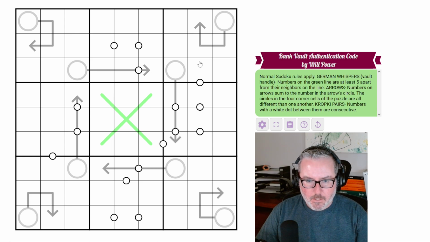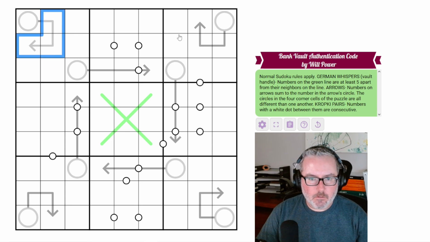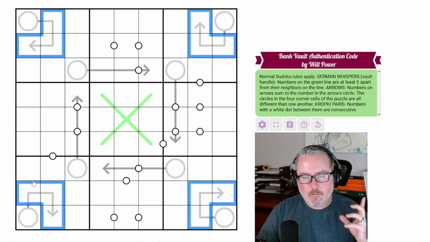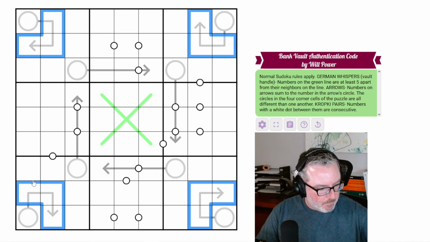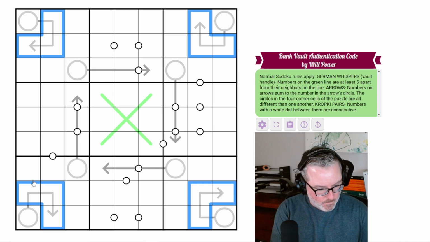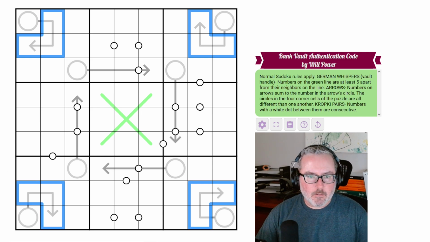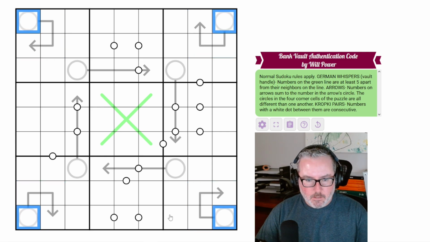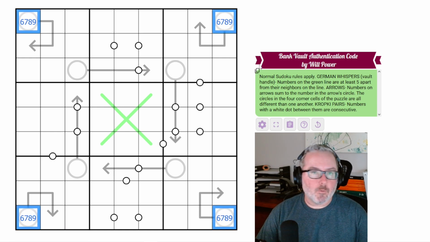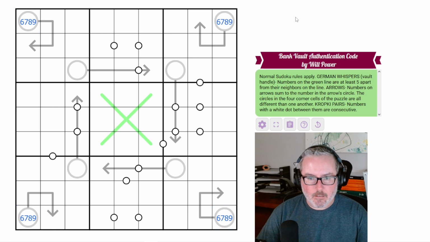So where is the best place to start? Okay, well, let's look at these corners, because we know all of these are 3-cell arrows. So the bare minimum that any of them can be is 6. So these must all be 6 or above. And since there are 4 different values, we know these are all of the 4 digits 6, 7, 8, and 9.